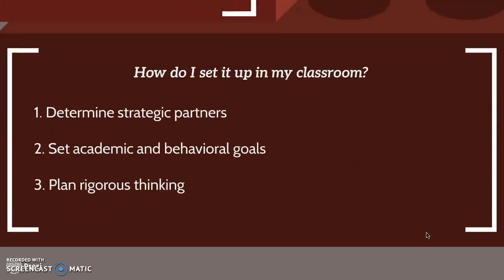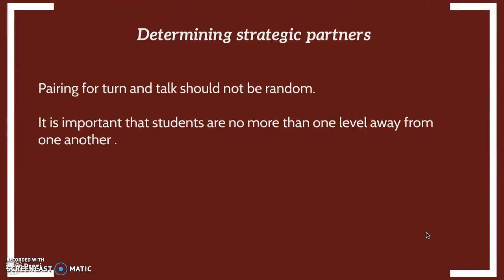Now, how you set this up in your classroom, it's not quite as simple as saying, oh, turn to the person next to you and answer this question. There are a couple of things that you want to look at before you implement the strategy with your class. First is to determine strategic partners. Second is to set academic and behavioral goals. And then third is to plan rigorous thinking. And I'm going to go through these 3 steps and give you a little bit more information on them.